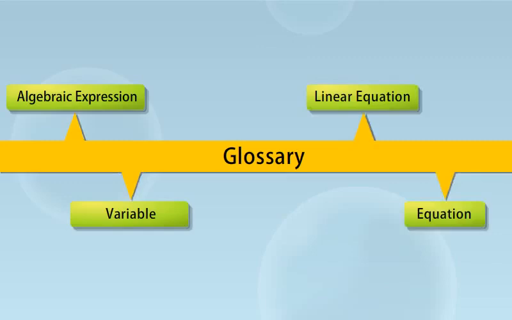Every point on the graph of a linear equation in two variables is a solution of the linear equation. Moreover, every solution of the linear equation is a point on the graph of the linear equation.